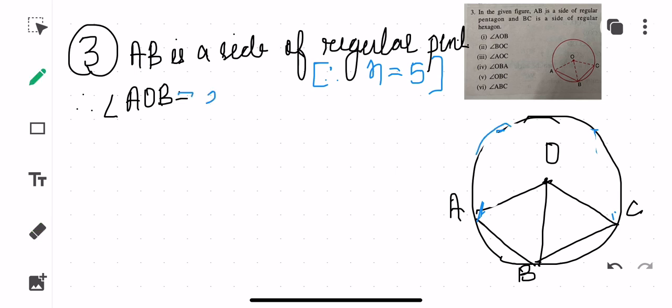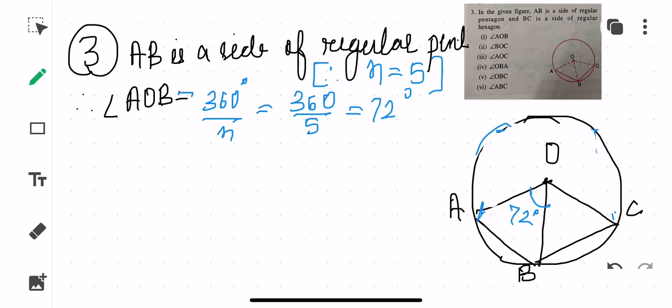So angle AOB will be equal to 360 degrees divided by n, which in turn will be equal to 360 divided by 5, which will be equal to 72 degrees. We have to remember that the angle subtended by each arm is given by 360 degrees divided by n. So you found this to be equal to 72 degrees. Next, what do you need to find out? Angle BOC. Angle BOC will be found in similar terms, children. You will take this as homework: angle BOC will again be equal to 360 degrees divided by 5, that is equal to 72 degrees. So you will get this also as 72 degrees.